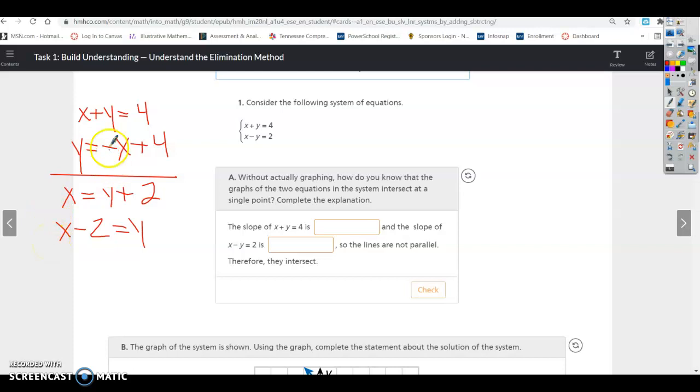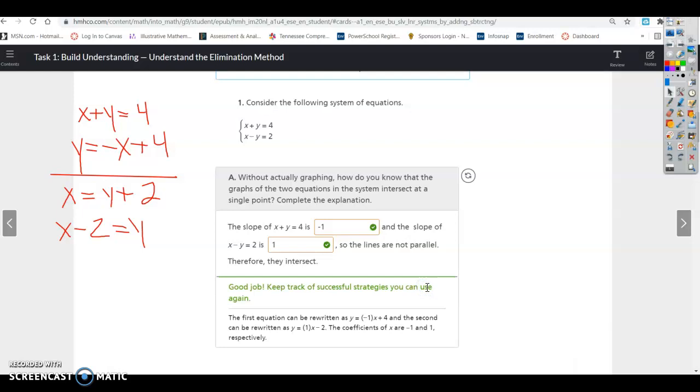So you can quickly see the slope is negative 1 and positive 1. Alright, so the slope of x plus y equals 4 is negative 1, and the slope of x minus y equals 2 is 1. So the lines are not parallel. If they had the same slope, they'd be parallel and they would not intersect. If they have different slopes, that means they will eventually intersect.